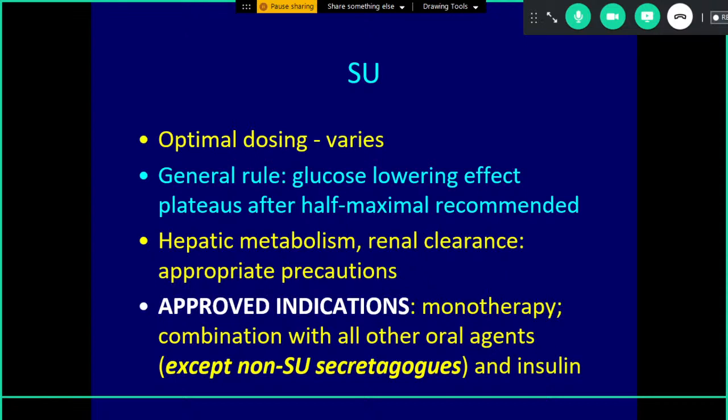So if you had X as a reduction in glucose when you increase from 80 to 160, you'll possibly have 0.5 or 0.6X as a reduction in glucose when you further escalate it from 160 to 240. So till you go to half maximal, you get your best results, and then it starts becoming less. These agents are approved as monotherapy, and they can be combined with all other oral agents, but not with another non-sulfonylurea secretagogue. So there's no point combining a sulfonylurea with repaglinide, right? You can also combine it with insulin.